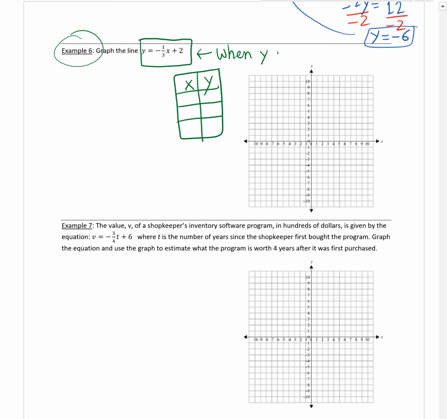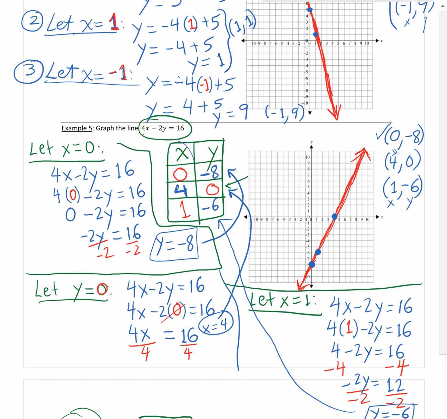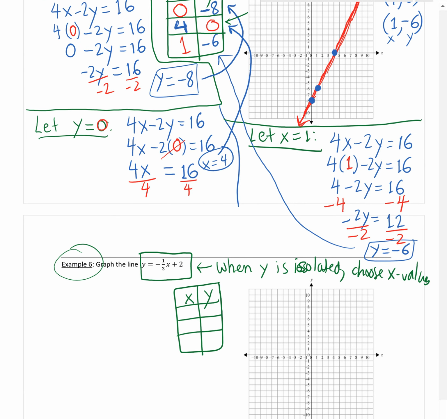When y is isolated, choose x values instead. So you notice in that last example we did, where did he start out? 4x minus 2y is 16. That one didn't have x or y by itself. They were both kind of mixed up on the same side of the equation.